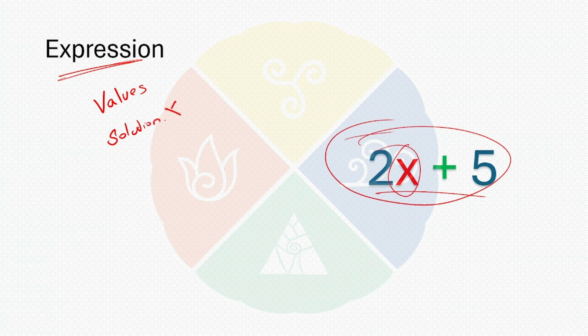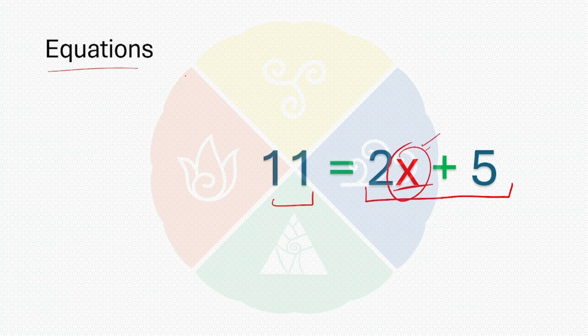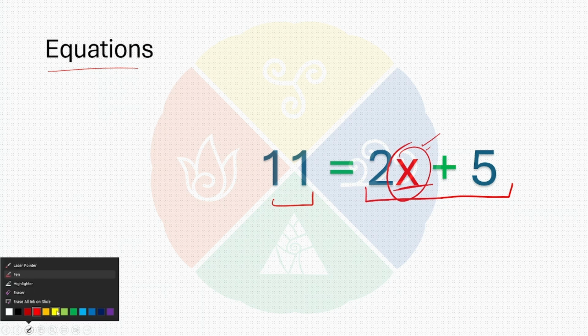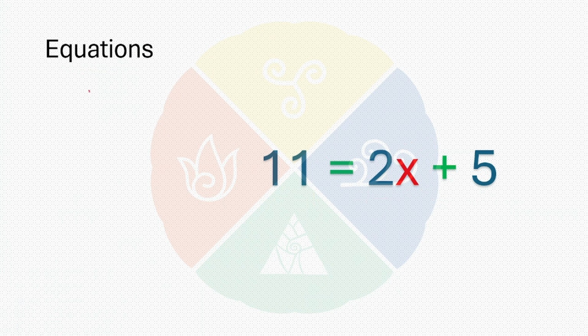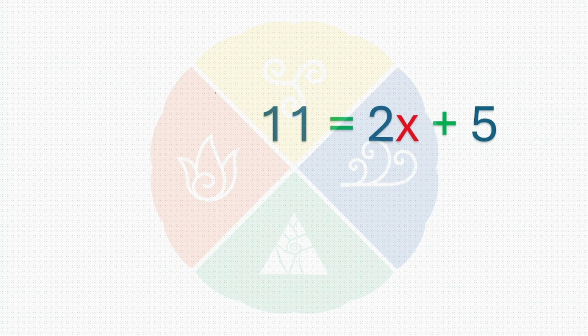So there is no solution for expression, there is only values for expression. On the contrary, if you take an equation, equations will not have values because nothing is going to change here. The variable has a limitation. The value of the variable which satisfies this equation, that is known as solution. So there is no values for equation, there is only solution for an equation. Okay.